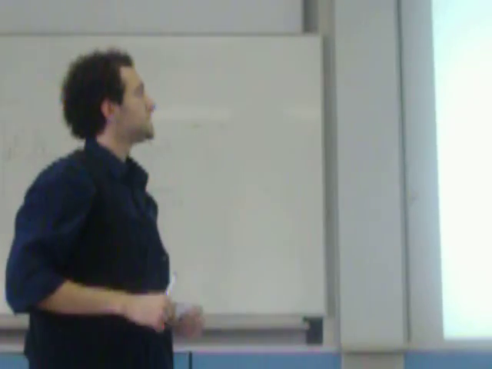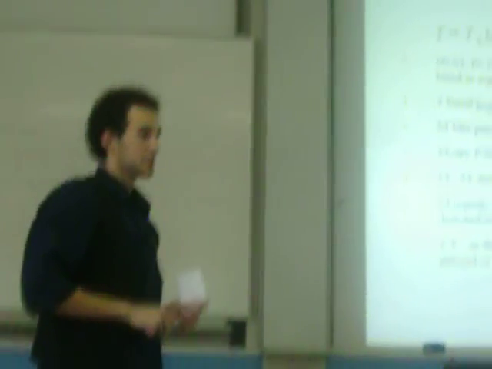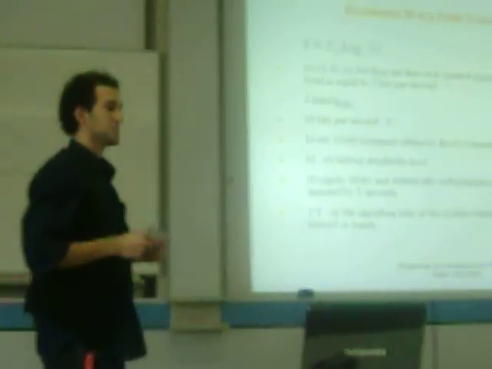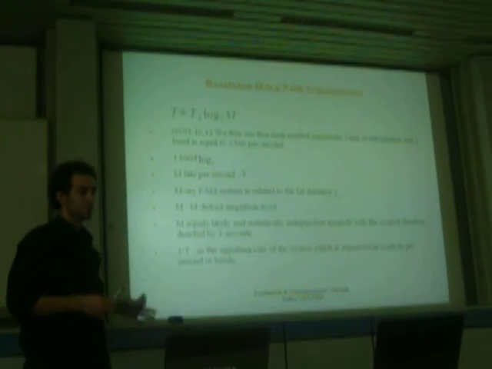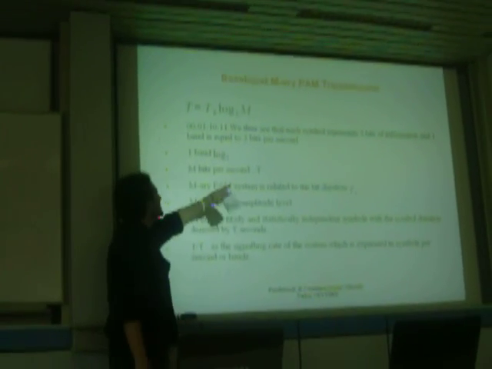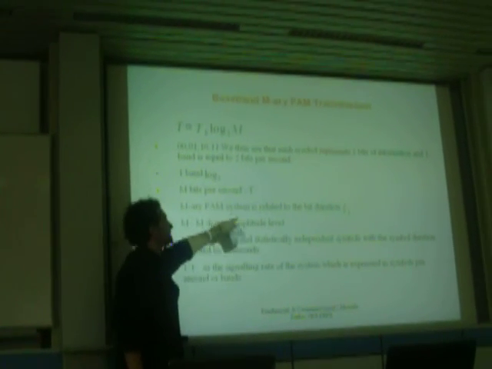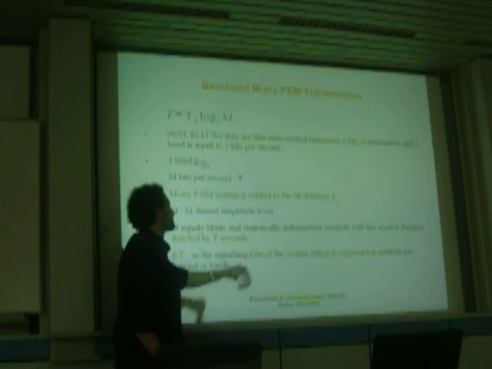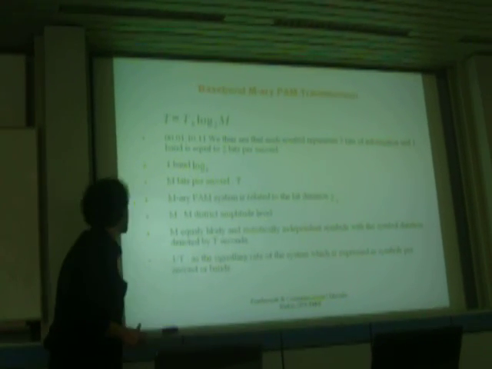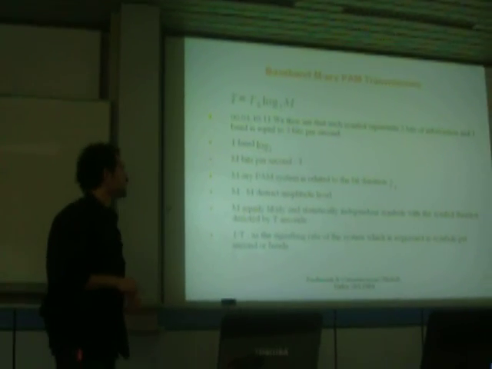We thus see that each symbol represents 2 bits of information, and 1 baud is equal to 2 bits per second. And I'm talking about 1 baud. What's the meaning of 1 baud? Baud is equal to log 2 M. This is the definition. And baud is synonymous with symbols per second or pulses per second. And T is my M bits per second. And I am using Tb. Tb in the M-ary PAM system is related to the bit duration. And big M, you know, is the number of amplitude levels, and must be greater than 2. And equivalently, statistically independent symbols with the symbol duration denoted by T seconds.